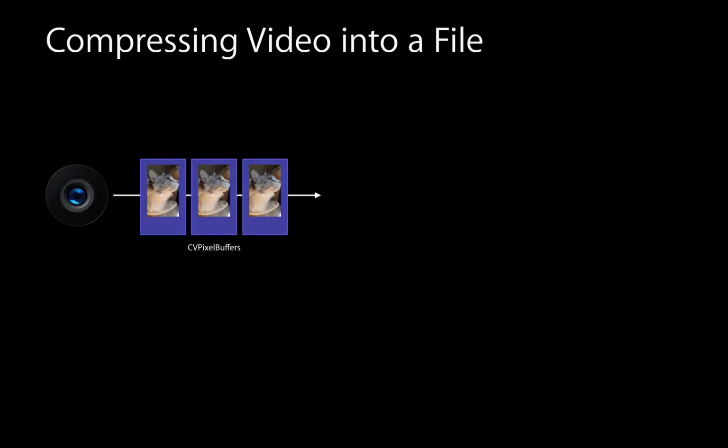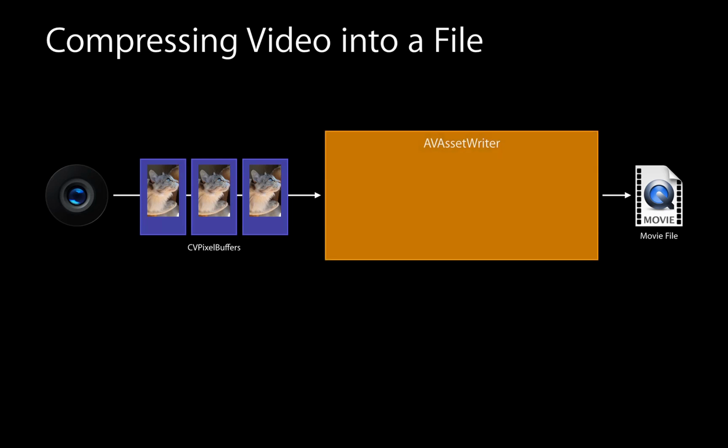This is the case where you have a stream of CVPixelBuffers or frames coming in from a camera or another source, and you want to compress those directly into a movie file. Well, for this, and you may be familiar with this already, we have AVAssetWriter. AVAssetWriter has an encoder internally, and it's going to be encoding those frames into CMSampleBuffers. And it's got some file writing smarts, so it can write these optimally into a movie file.